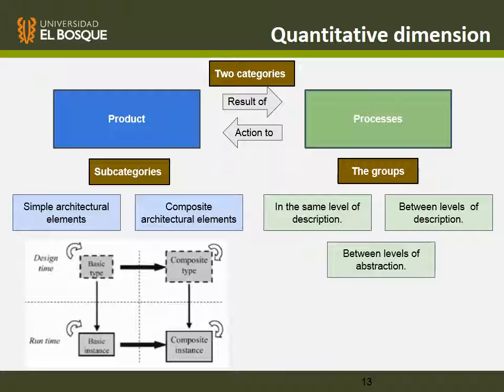Processes are grouped according to the levels of abstraction and description. Those groups are: the first one is in the same level of description. This category groups processes that target and generate products of the same level of description. The second one is between levels of description. This category groups processes that target products of two different levels of description. And the last one is between levels of abstraction. This category represents the processes that ensure the transformation of products from design time to run time.